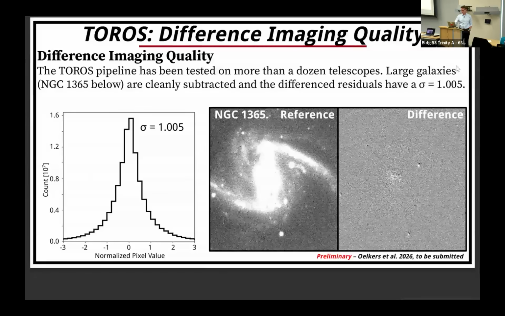So our difference imaging quality is quite good. We've done a lot of testing on the pipeline that we've been using, and it seems to work well on most of the telescopes that we've used it on, and Toros is no exception. So as you can see, galaxies are subtracting quite cleanly. The residuals are having a noise level that we expect.